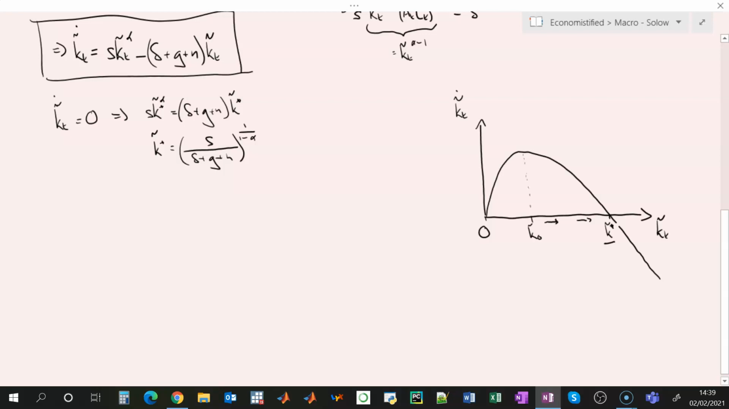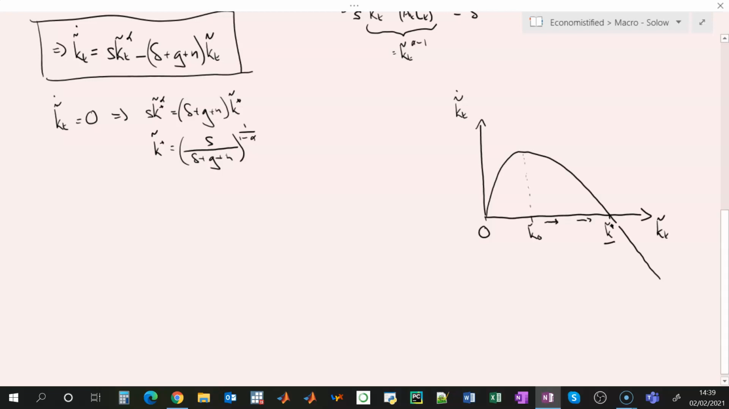It's increasing in the savings rate, which makes sense. If you're saving a greater fraction of your income, eventually you're going to accumulate more capital and you're going to be able to sustain a higher capital stock in the long run. It's also decreasing in the depreciation rate, which I think is also intuitive. If your capital is depreciating faster, then you need to invest more in order to sustain it, or if you don't invest as much for a given level of S, you can sustain a lower level of the capital stock.